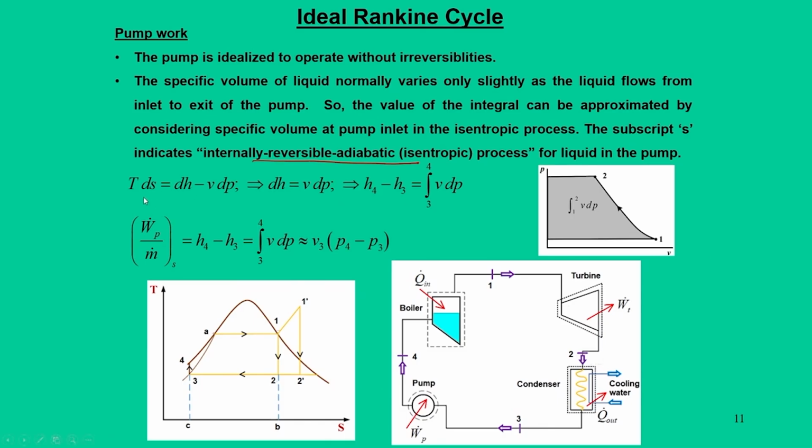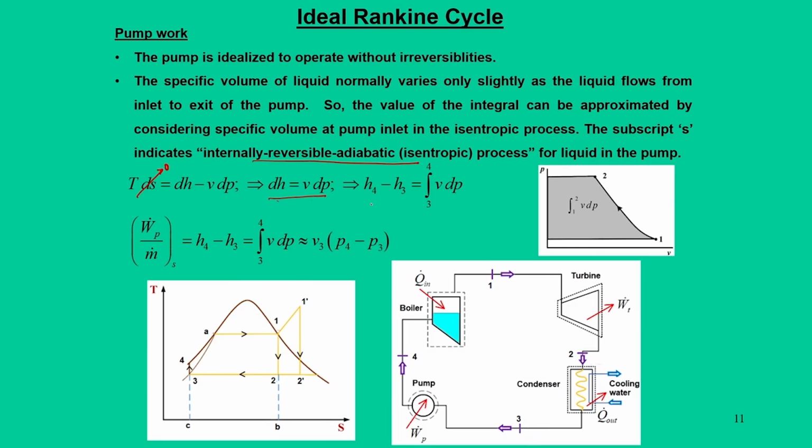If you recall our TdS equation, it says that TdS is equal to dH minus VdP. Now, in this case at constant entropy, when dS goes to 0 in an isentropic process, dH is equal to VdP. Now, if we apply these equations for the pump, the state points for the pump are 3 and 4.